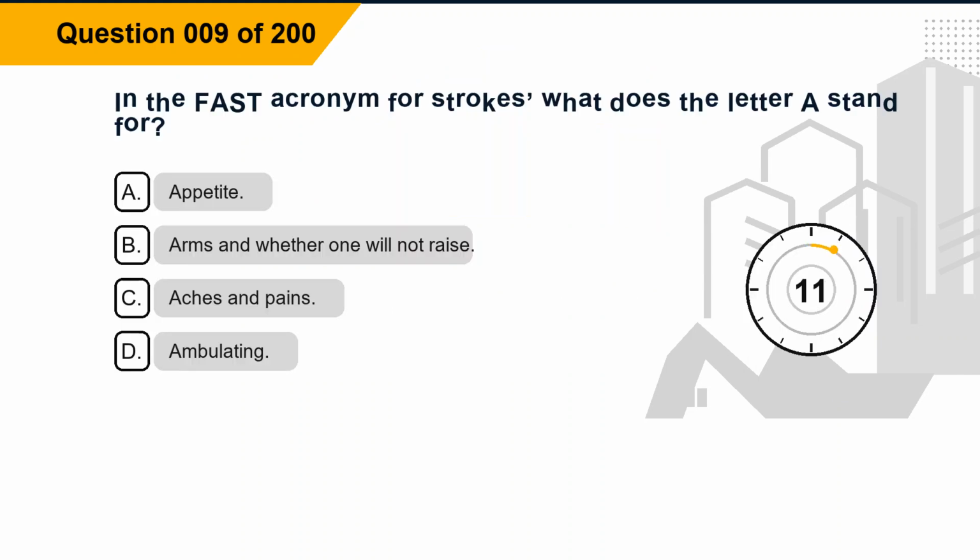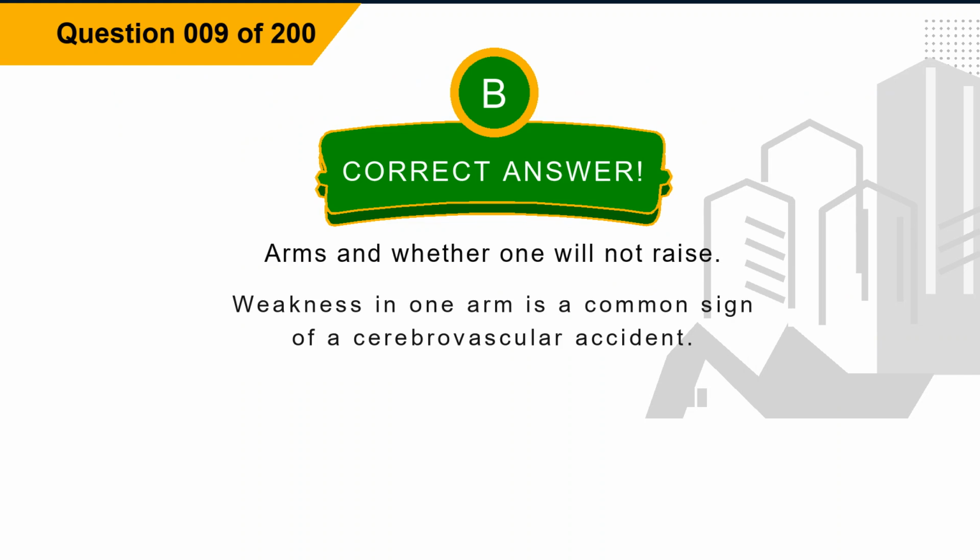Question 9. In the FAST acronym for strokes, what does the letter A stand for? Option A, appetite. Option B, arms and whether one will not raise. Option C, aches and pains. Option D, ambulating. The correct answer is option B, arms and whether one will not raise. Explanation. Weakness in one arm is a common sign of a cerebrovascular accident.